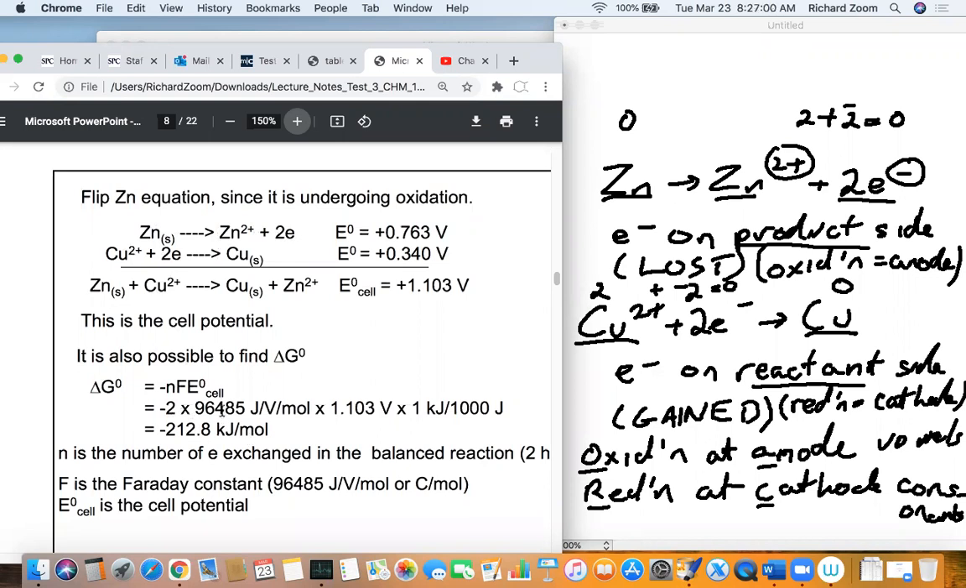The F value is a constant. It's called the Faraday constant and has the value 96485 joules per volt per mole. That's a constant value. The E naught cell is the cell voltage. And then if we want to convert this into kilojoules, then we can multiply by 1 kilojoule over 1,000 joules. And this would give us the delta G naught for this actual reaction. So that's a way that we can find a delta G naught if we have an electrochemical cell.